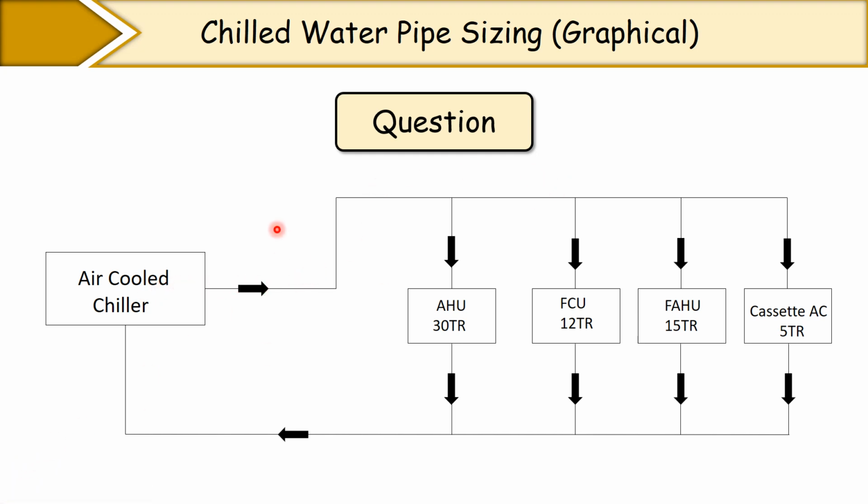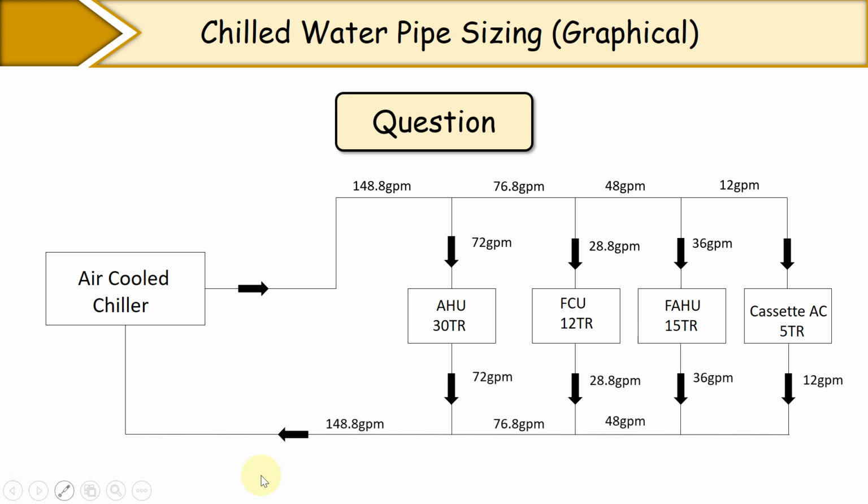You know that for the evaporator side, to convert TR into GPM, we have a formula: 1 TR is equal to 2.4 GPM. So for 5 TR, converting into GPM, 5 TR into 2.4 is 12 GPM. Then 15 TR into 2.4 is 36 GPM. Same way, here you will get 28.8 GPM. So finally, from the air cooled chiller, how much water are we supplying? Total 148.8 GPM. On the return side also the water is the same.